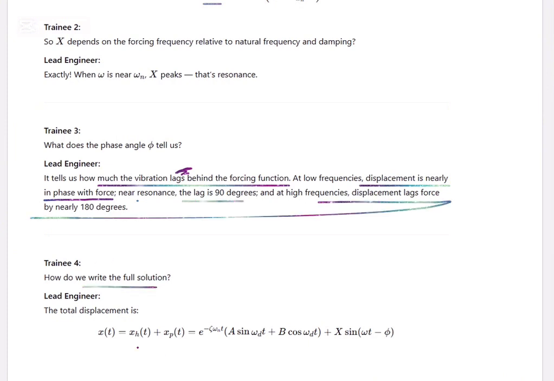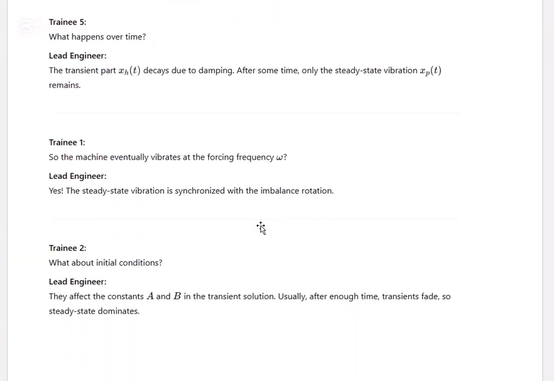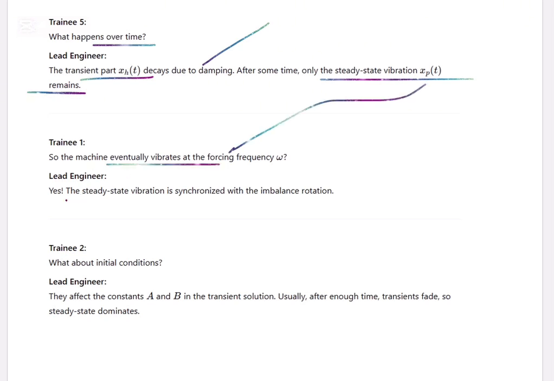How do we write the full solution? It is the homogeneous solution plus the particular solution. This is the homogeneous free vibration, and this is the forced vibration. What happens over time? The transient part decays due to damping. After some time, only steady state vibration remains. So the machine eventually vibrates at the forcing frequency. The steady state vibration is synchronized with the imbalance rotation.